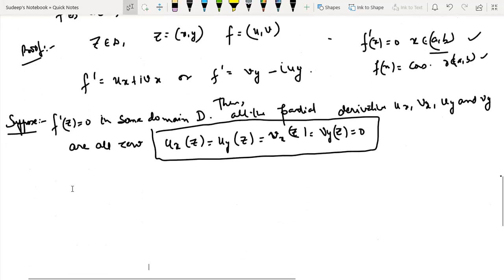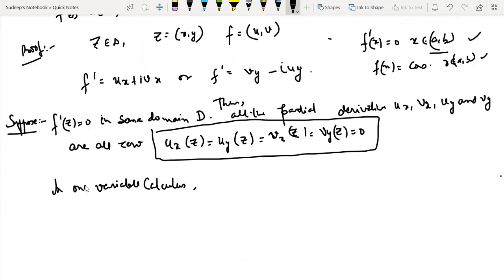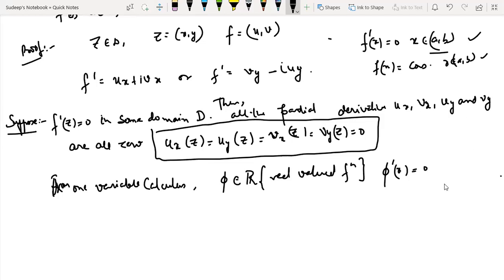In one variable calculus, we already know, I'll write it here, from one variable calculus we already know that if phi is some real valued function of a real variable, and phi dash x equal to 0 on some interval, let's say a comma b, interval is necessary, please remember, then phi must be a constant.